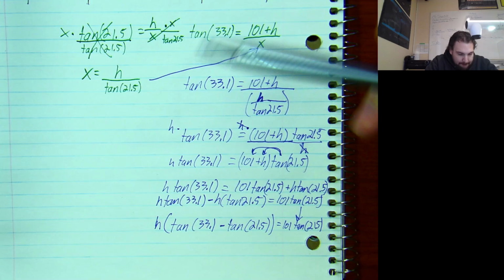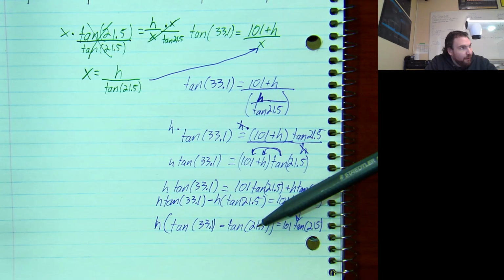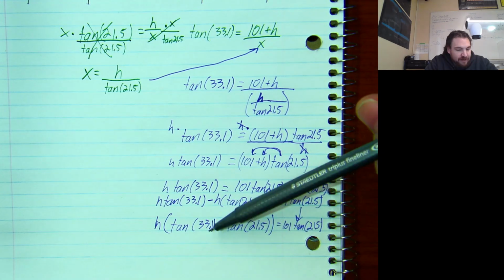Subtraction of what? Yeah, this is just a number, right? Tan of 33.1 is going to give us a value. Tan of 21.5 is going to give us a value. We can subtract these things. We don't have to carry this around. What is the tan of 33.1 minus the tan of 21.5?